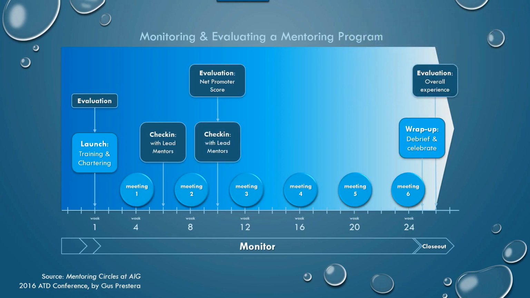In this case, you've got a timeline and a process that we want to communicate. So this came from a mentoring circles program that we were trying to explain. So we're trying to explain to the audience what are the different things that happen throughout this program and at what different points in time.